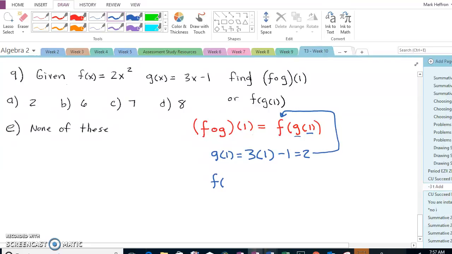So f of 2 equals 2 times x, and now we're plugging in that 2 squared. So our order of operations, we'll square the 2 first and get 4. Then we'll multiply times 2 and get 8. The answer is D.